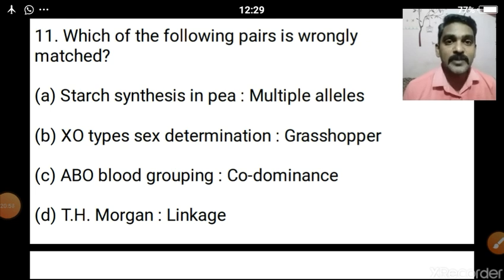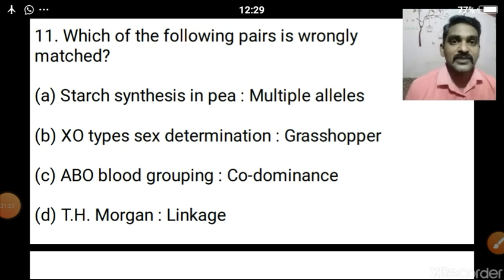When both parents are having AB, what happens? Both A and B will be expressed together. If you have allele A and allele B in a single gene, both will be expressed as the AB blood group. So it is called codominance, and that is also a right option. And T.H. Morgan, as I already said in a previous question, he only coined the linkage.